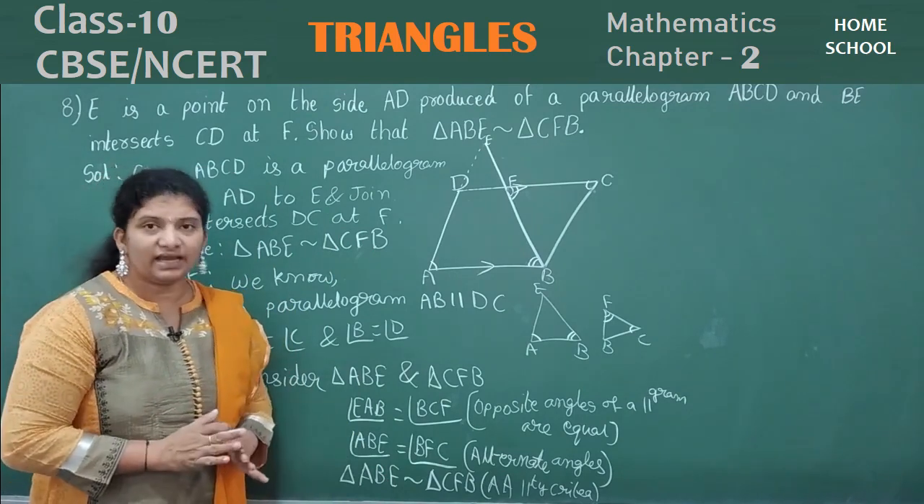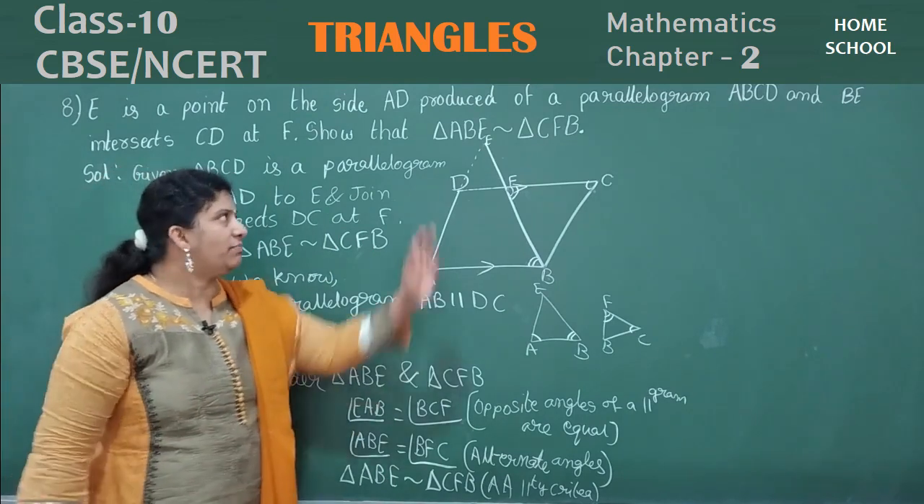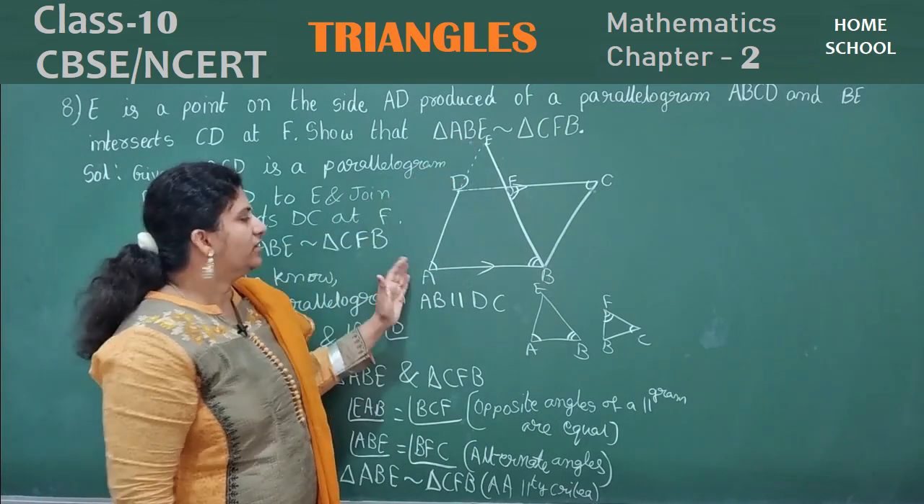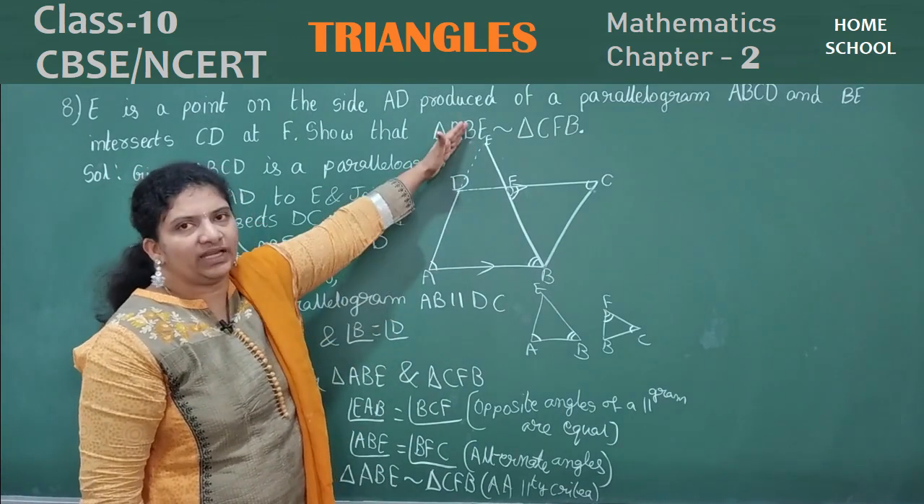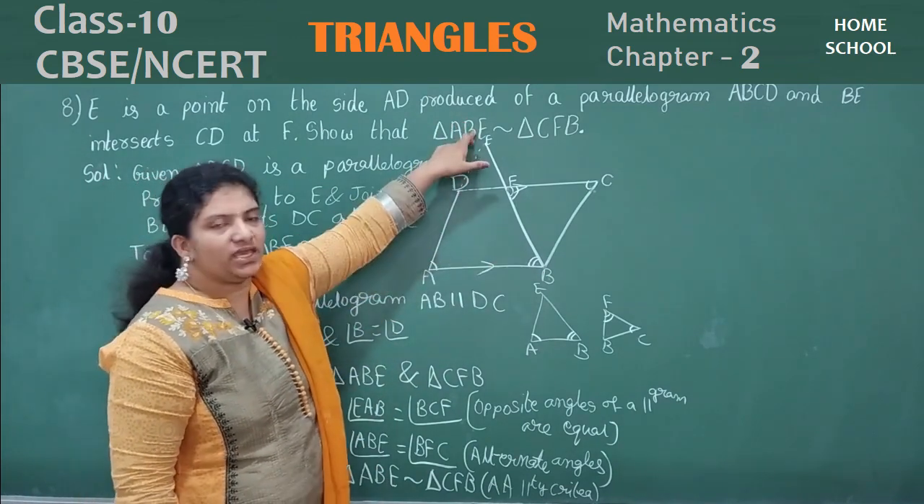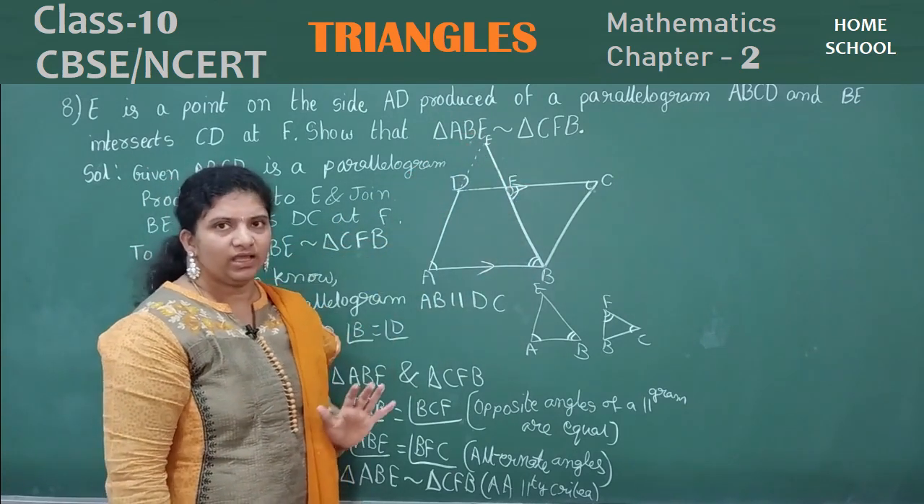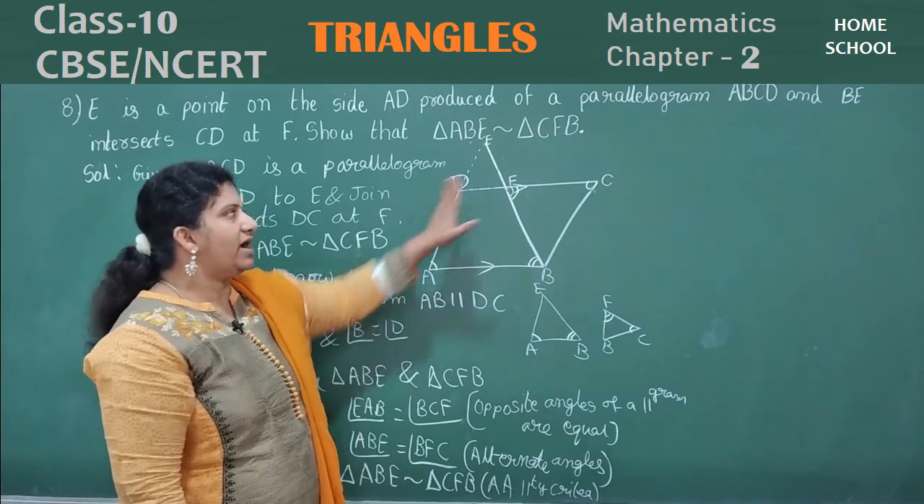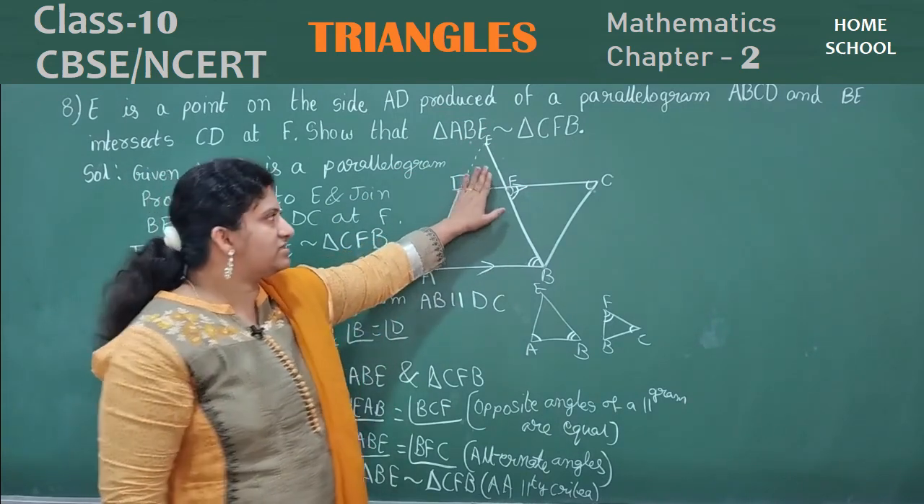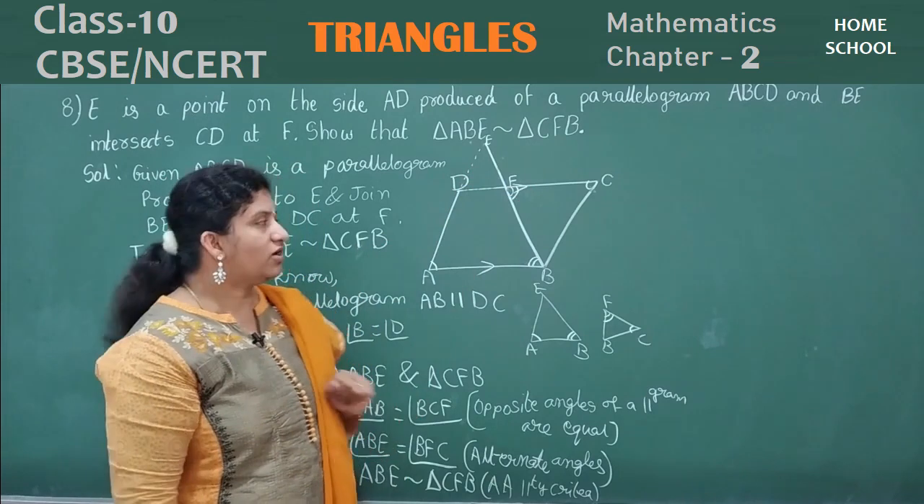So try to understand carefully. Just have a recap. E is a point. Produce AD to meet at E and join BE. BE is a line which is intersecting DC at F. Okay. So now observe which triangles you need to prove. This triangle and this triangle. So how can I prove?